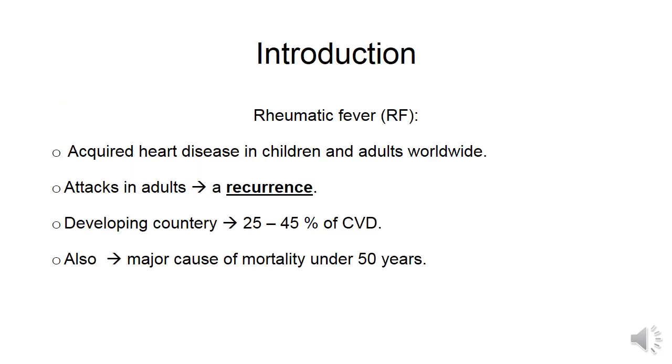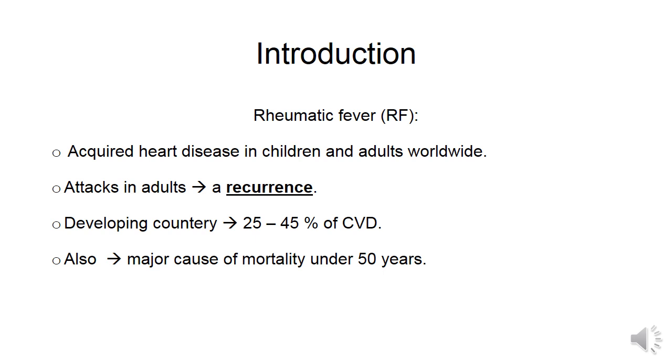Briefing about rheumatic fever, it's one of the major causes of acquired heart disease in children and adults worldwide. When speaking about an acute attack of rheumatic fever in adults, we should keep in mind that it's most probably a recurrence, not a de novo attack. Although de novo attacks in adults are present, they are very rare. So, an acute attack of rheumatic fever happening in an adult is most probably a recurrence of previous attacks.